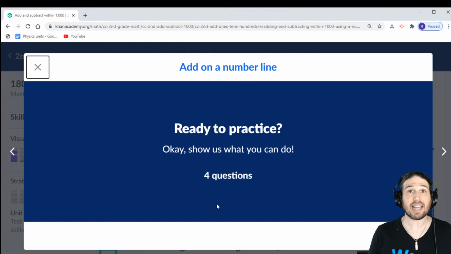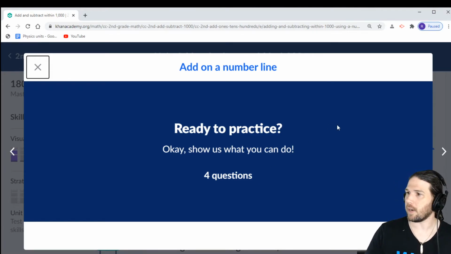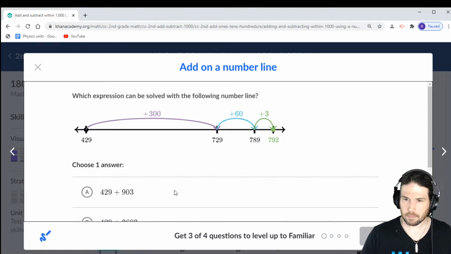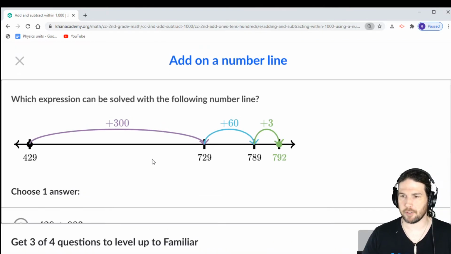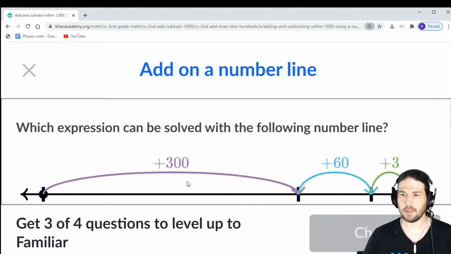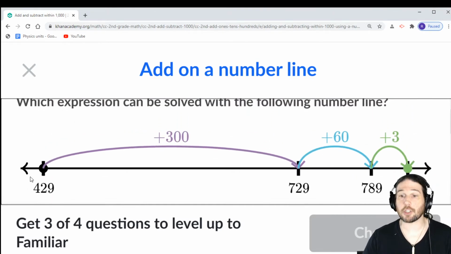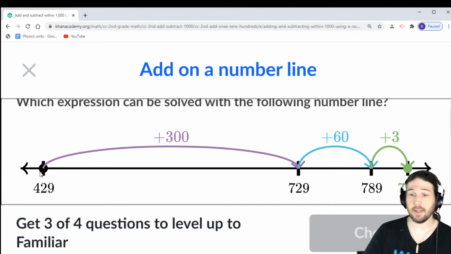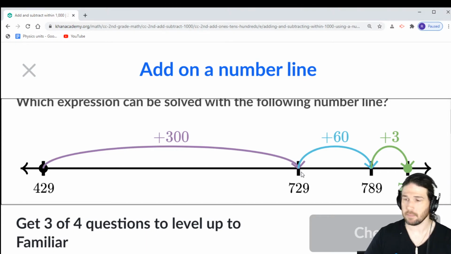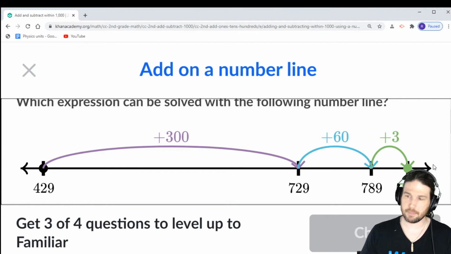Okay, so add on a number line. I really like this visualization, so I hope that you use it. So here we start at 429. I'm going to zoom in a bit. I hope you can see that. We start on this number line at 429. Then we add 300 to get us to 729. We add 60 to get to 789. And then we add 3 to get to 792.